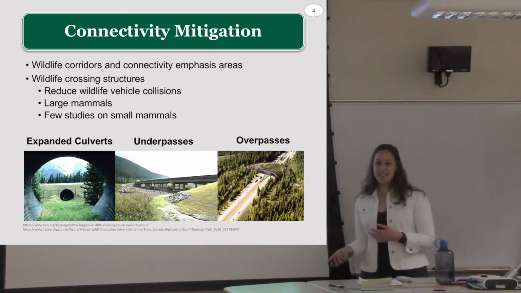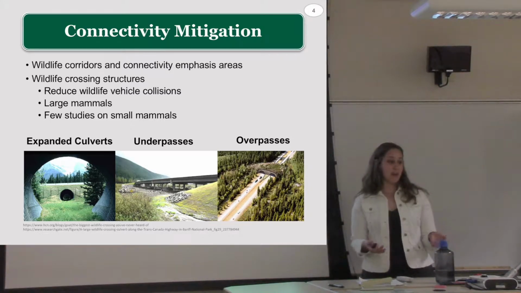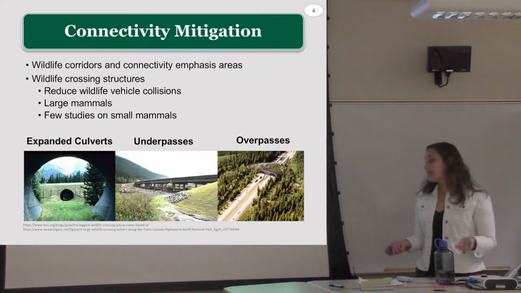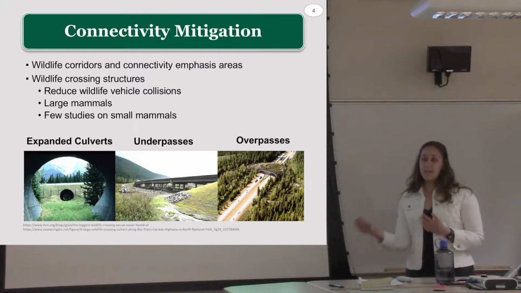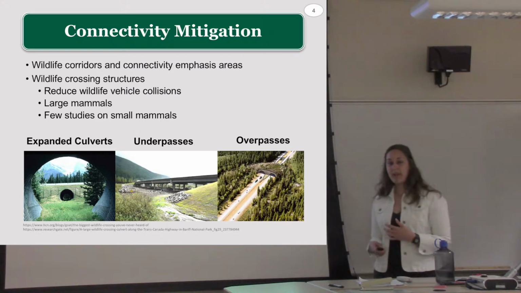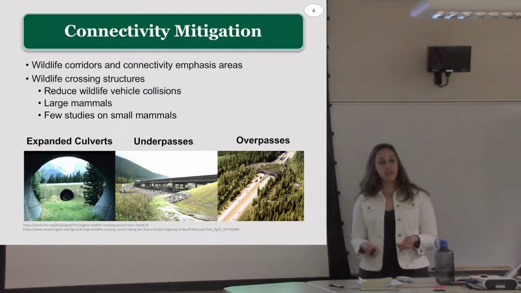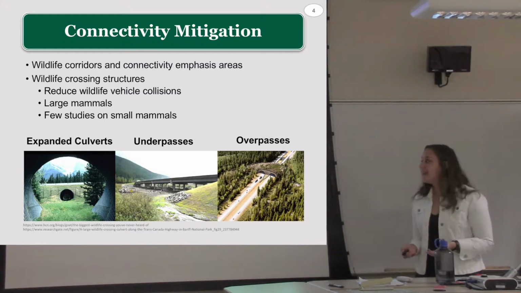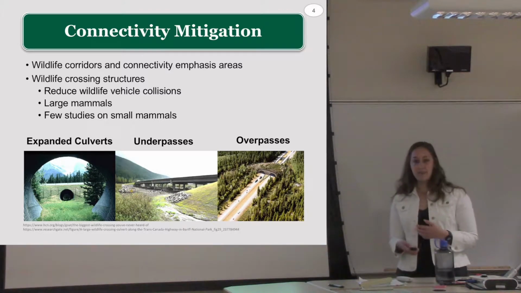However, the focus of these crossing structures is generally on large mammals because of the large safety risk that large mammals pose when motorists strike them. Therefore, very few studies overall have been conducted on small mammals in crossing structure use, despite them being heavily impacted by the effects of reduced connectivity.